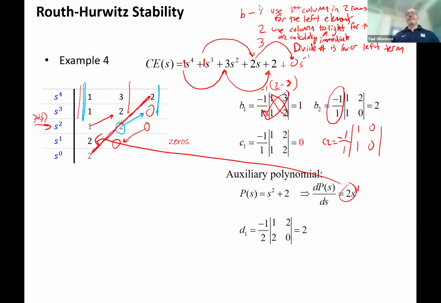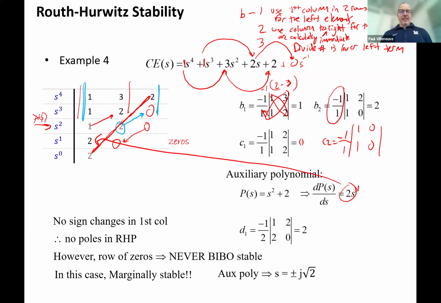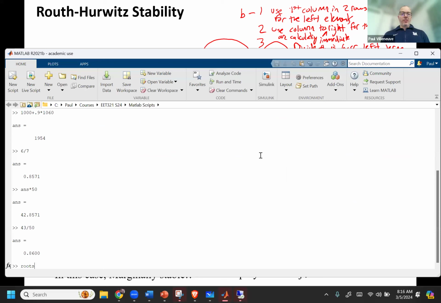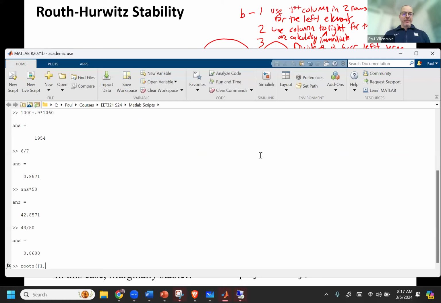So, that led you down the wrong path. So no sign changes, no poles in the right-hand half plane. But there is a row of zeros, which means it's not going to be BIBO stable, bounded input, bounded output. And there's an auxiliary pole here. So let's go ahead and plug this into MATLAB. Remember roots? Oh, and I have 1, 1, 3, 2, 2.